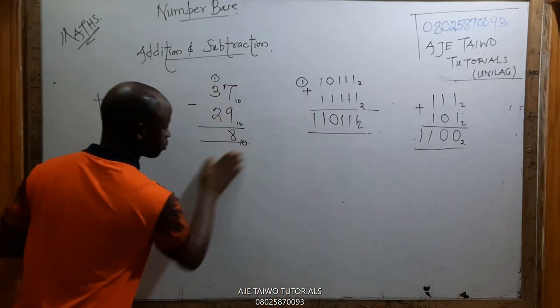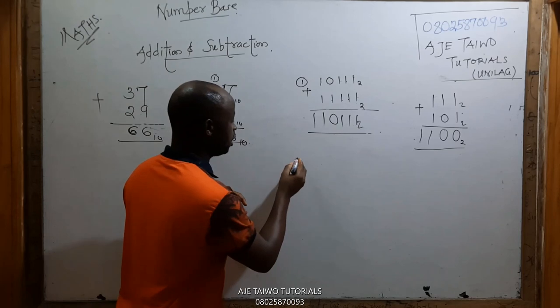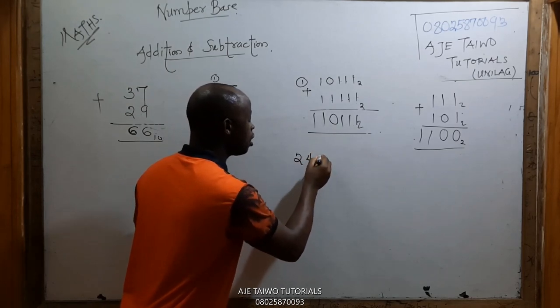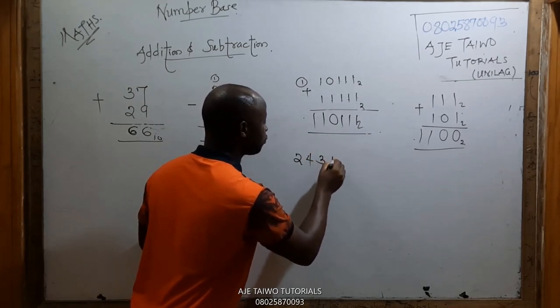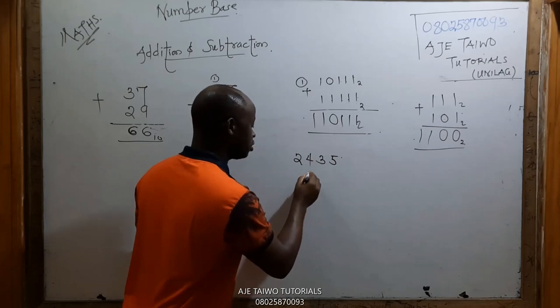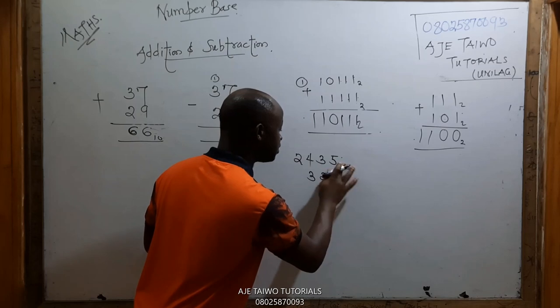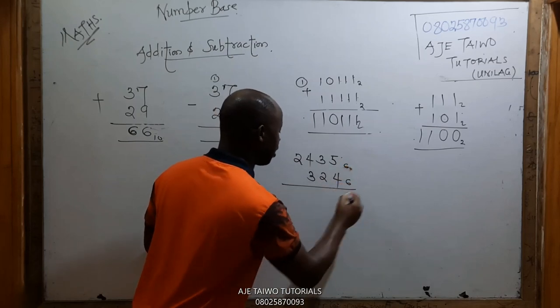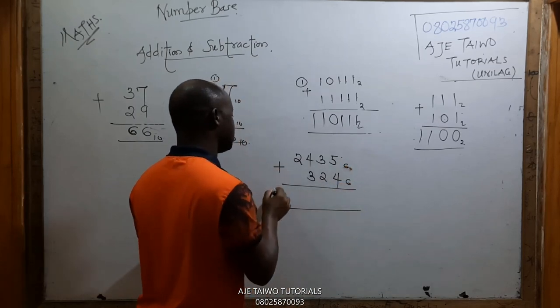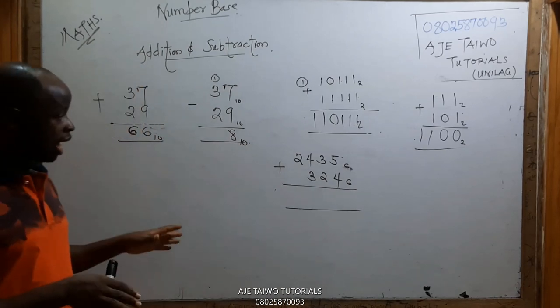Let's see this one. If you have 2, 4, 3, 5, I have 3, 2, 4. You have base 6. I'm not adding in base 6 now. I want to add in base 6. Just watch me, please.